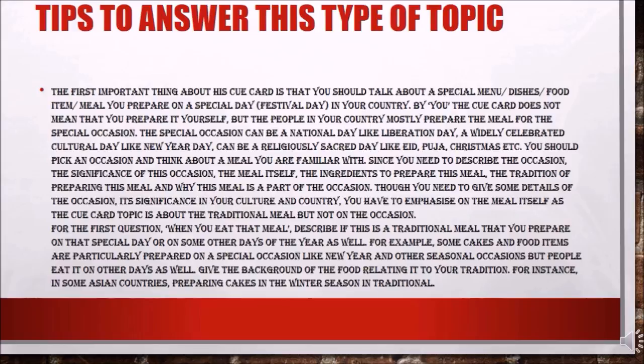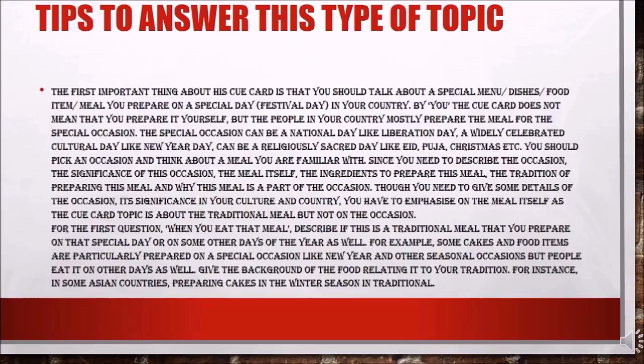The first important thing about this cue card is that you should talk about a special menu, dish, food item or meal you prepare on a special day, a festival day, in your country. By you, the cue card does not mean that you prepare it yourself, but the people in your country mostly prepare the meal for the special occasion. The special occasion can be a national day like Liberation Day, a widely celebrated cultural day like New Year Day, or a religiously sacred day like Eid, Puja, Christmas, etc.